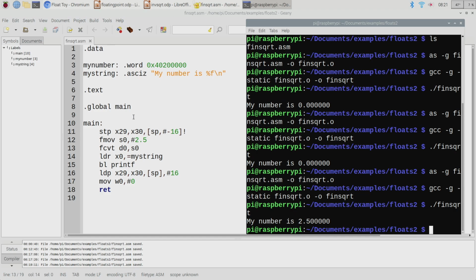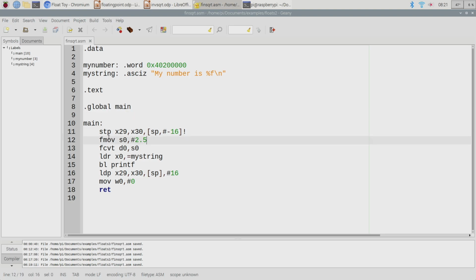All right, so in this case, we were able to use fmove, okay? But let's say that I change this to something like that, okay?